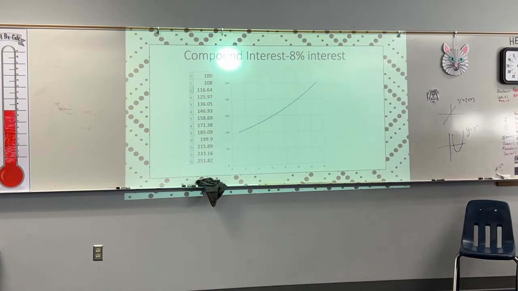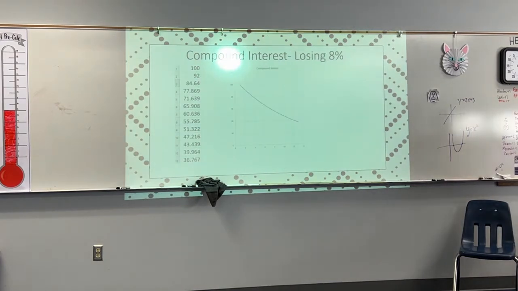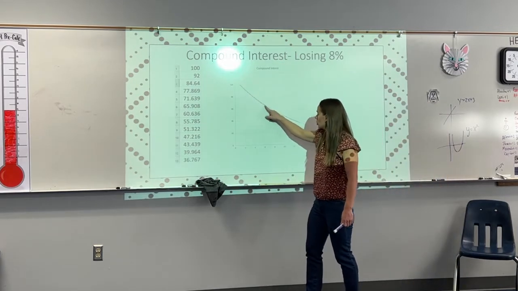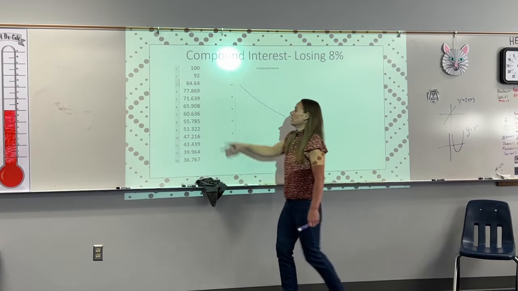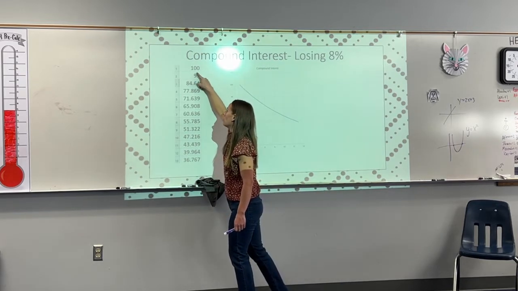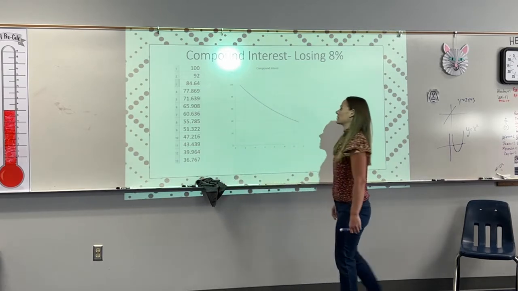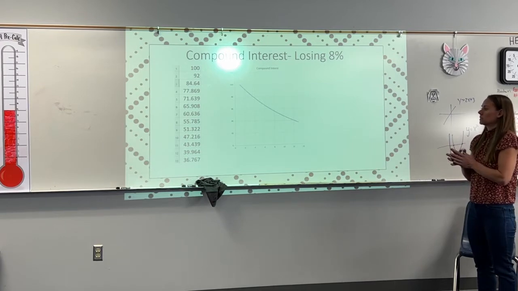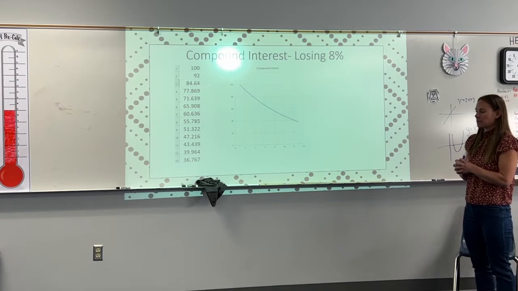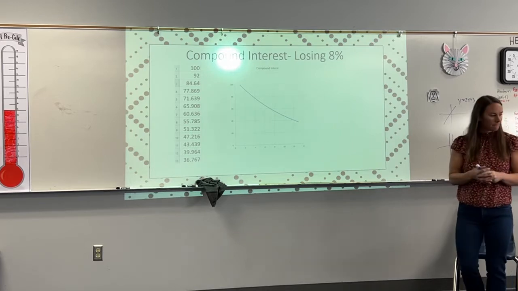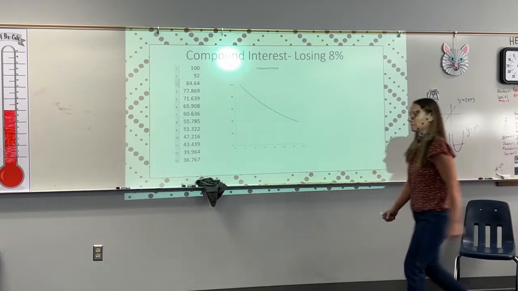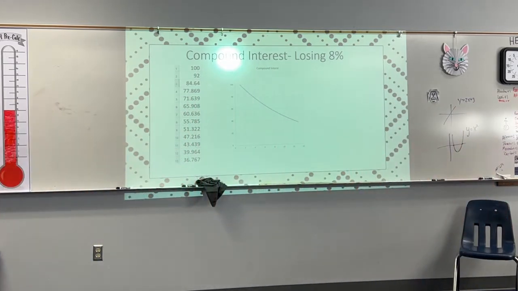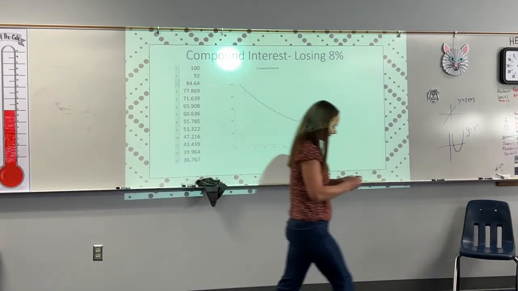Never. All right, next thing I want you to write down is what we were just talking about. If you're losing 8%, you can see that it's got this kind of curved type graph. And so the first one we lost $8, but because we have a smaller number here, taking 8%, that's going to be smaller. So if you're losing 8%, you're taking 8% of a smaller number as you keep going.